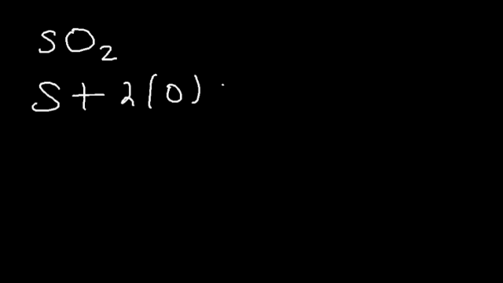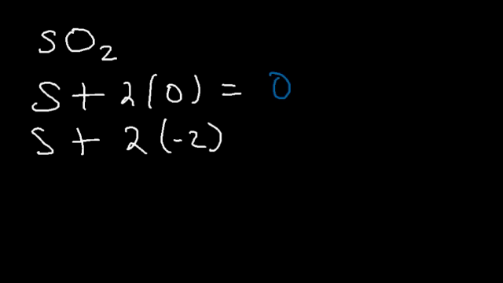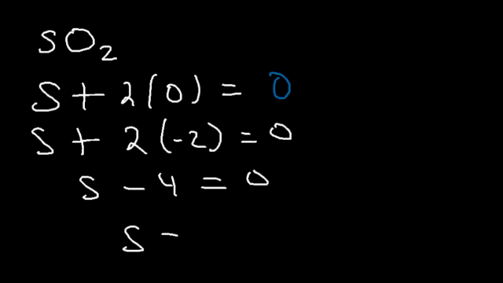So let's say you want to find the oxidation state of sulfur in sulfur dioxide. You'd write an equation: S plus 2 oxygen atoms equals a net charge of 0. And oxygen, which is in group 6, usually has a charge of -2. So this is S minus 4 equals 0. If you add 4 to both sides, sulfur has an oxidation state of +4.